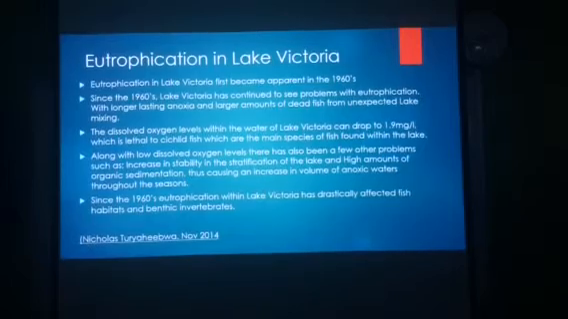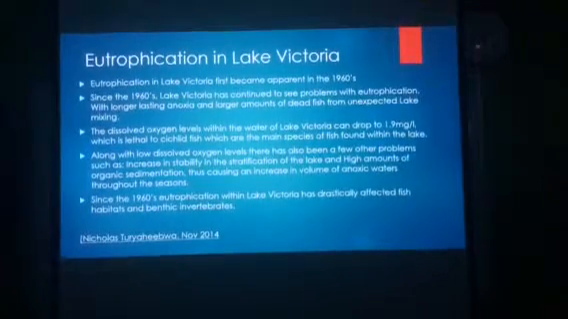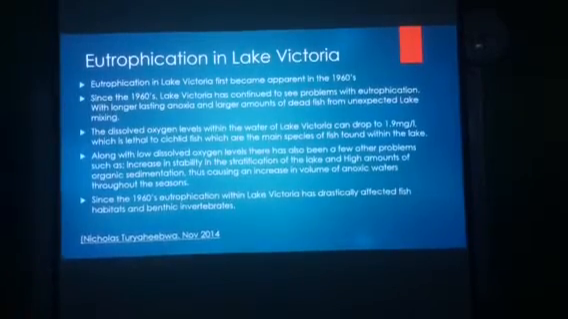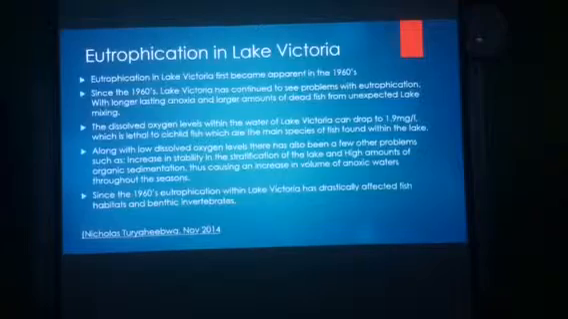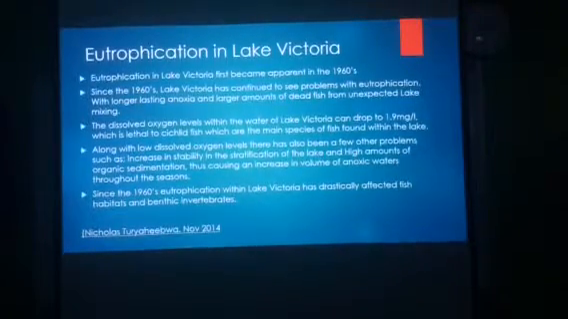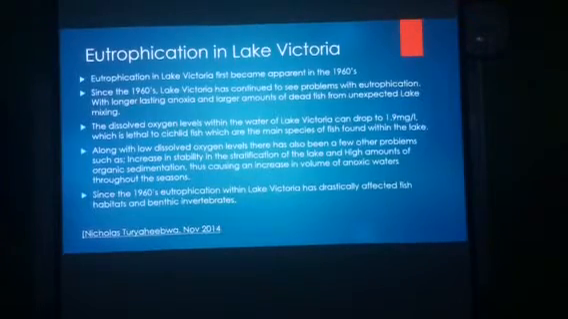Since the 1960s, Lake Victoria has continued to see problems with eutrophication, with longer-lasting anoxia and larger amounts of dead fish from unexpected lake mixing. The dissolved oxygen levels within the water of Lake Victoria can drop to 1.9 milligrams per liter, which is lethal to cichlid fish, which are the main species of fish found in the lake.